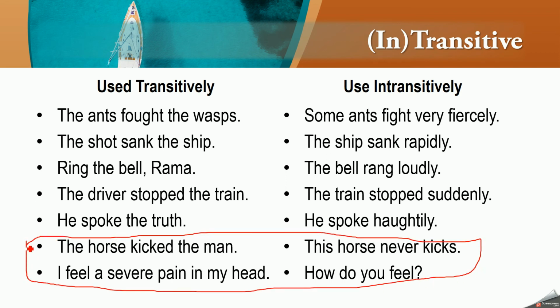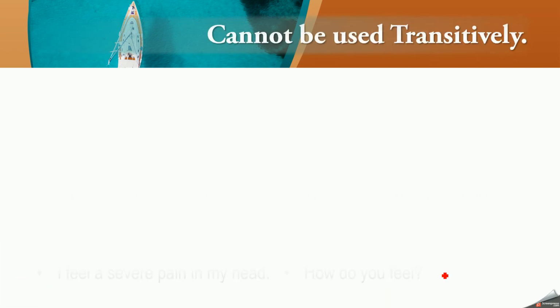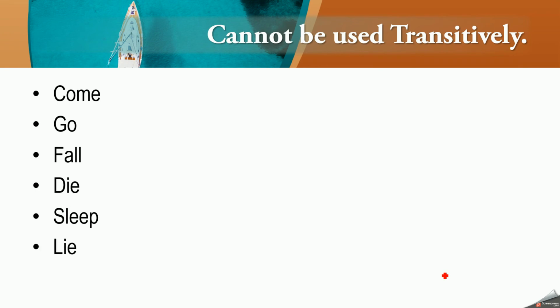Pause the video and try to do it yourself. Some words cannot be used transitively, like come, go, fall, die, sleep, lie. You cannot come something, you cannot go something, you cannot fall something, you cannot die something, you cannot sleep something, you cannot lie something. So, I sleep, you sleep, people die, apples fall from the sky.